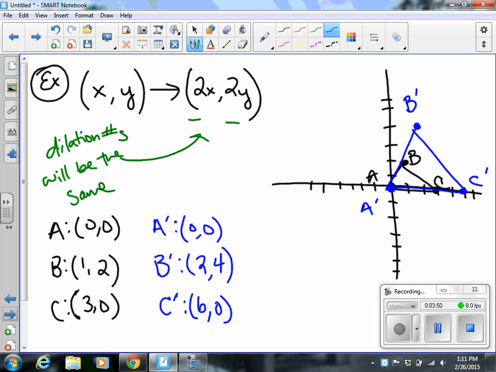So we can see it stayed the same shape. It just expanded and got larger. So that's all a dilation is. You're either getting larger or smaller based on that. The other thing to notice about this, because it stays the same shape, we know then that all of the angles are preserved within our triangle. However, the side length obviously is not.